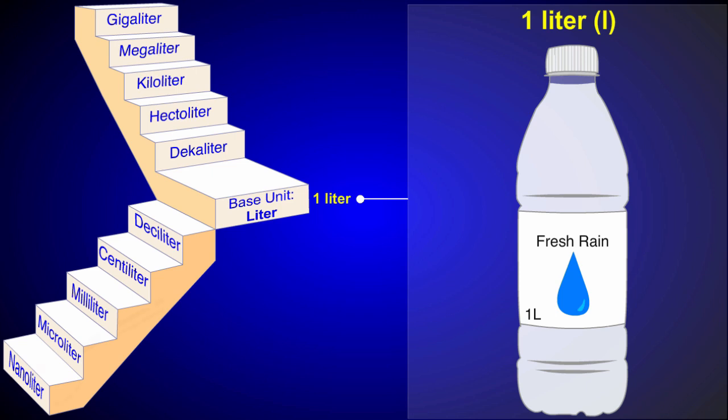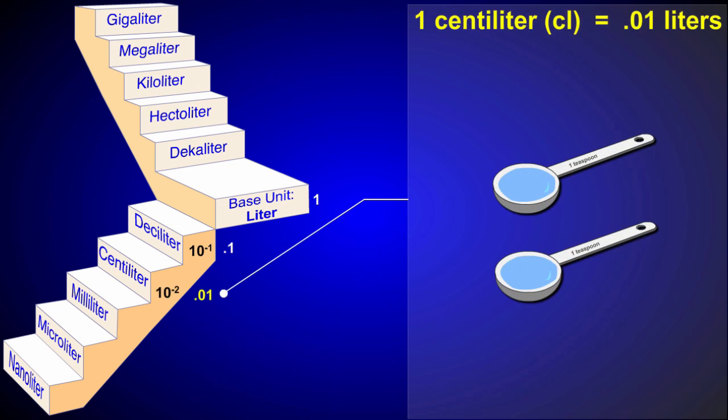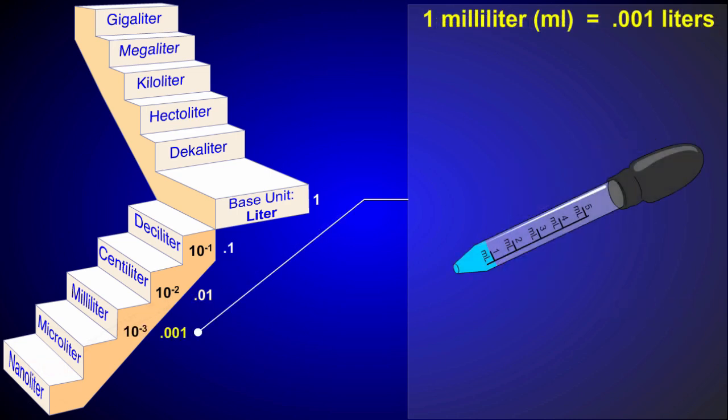In the lab, scientists typically work with volume measurements that are smaller than liters. So let's take a look at these smaller measurements. Deciliters are 10 times smaller than liters. A deciliter is equal to 1/10 of a liter, or about 3.3 fluid ounces. Centiliters are 100 times smaller than liters. If you were to compare centiliters to ounces, a centiliter would be equal to about 1/3 of a fluid ounce.